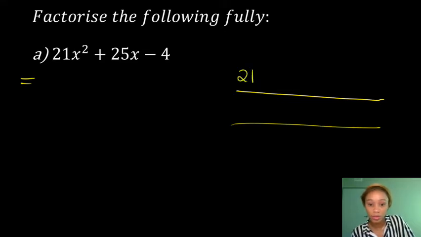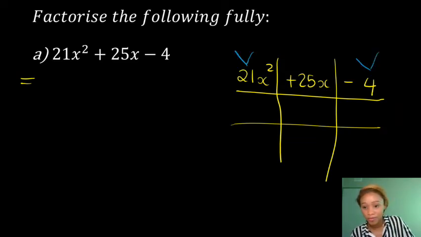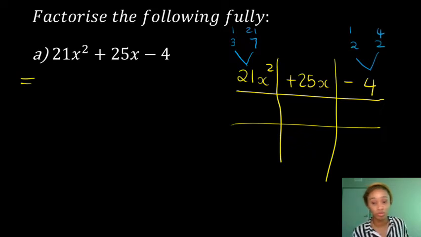So I have a 21x squared, then plus 25x minus 4, right? Now, what I'm going to do is find factors for 21 and then find factors for 4. So 21 is quite a large number. I have 1 times 21. I have 3 times 7. And then this side, I'll have 1 times 4, and then I'll have 2 times 2, right?